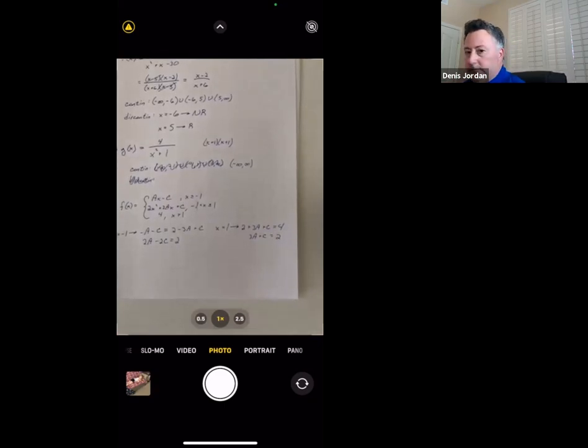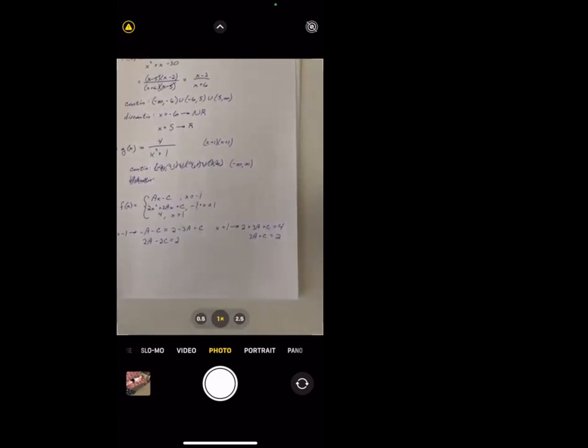Okay, so now what? That's where the calculus stops. Now it's just algebra to finish it. So what would you do? How would you solve that for A and solve it for C? Because now it's something that you learned in algebra 1. You have two equations, so solve them as a system.